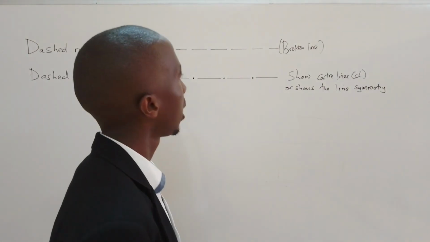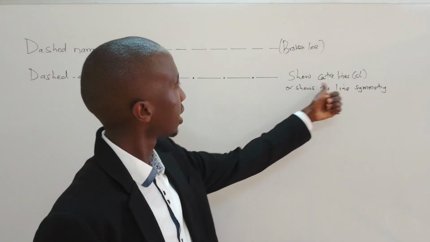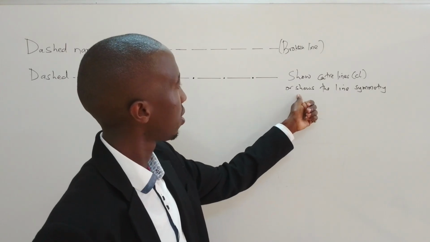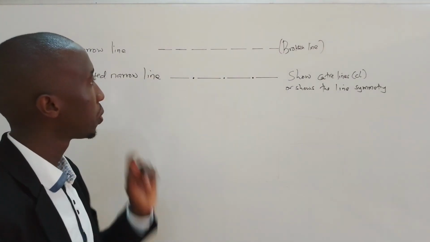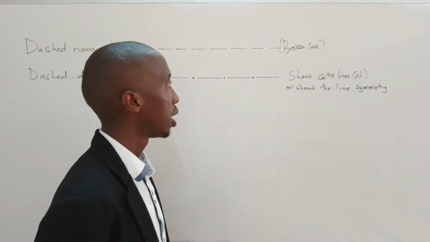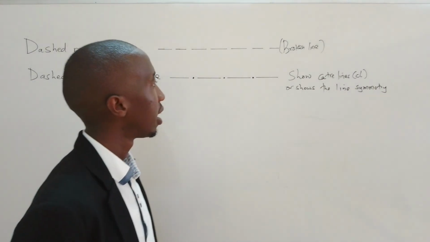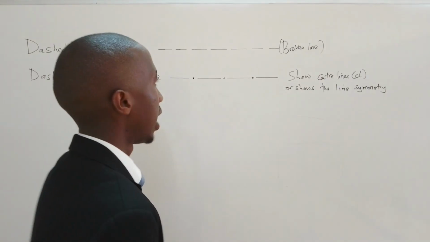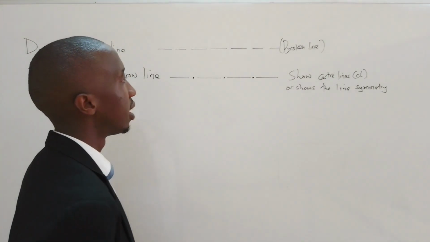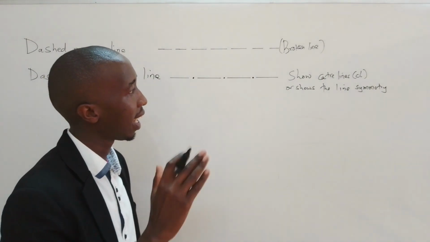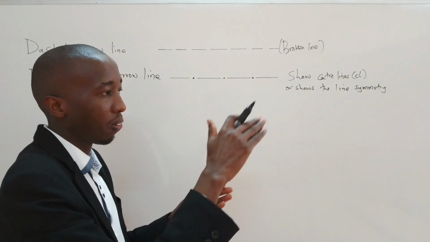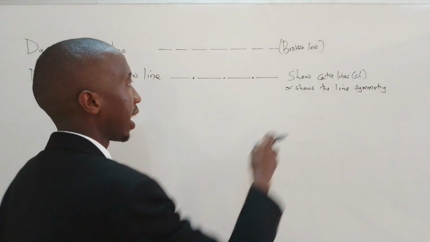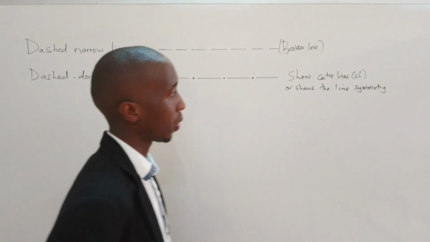Now, I will explain what is a center line and what is a line of symmetry. I will use orthographic projections to explain, because this one normally applies in orthographic projections. The center line is a line which shows that this part is a center of a certain object, and again, that object can be symmetrical.